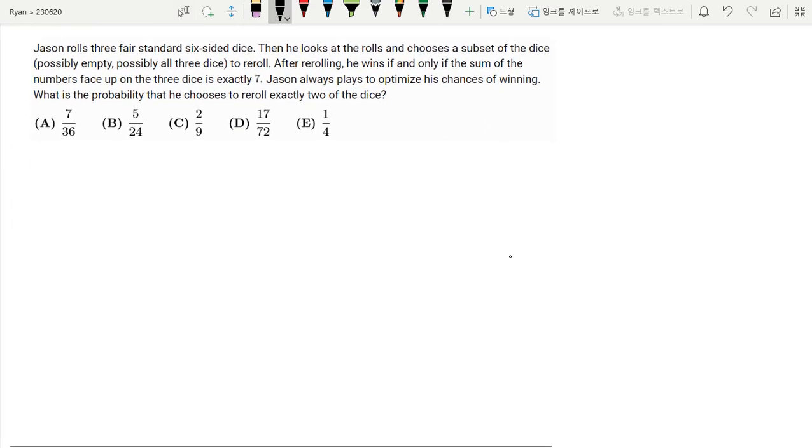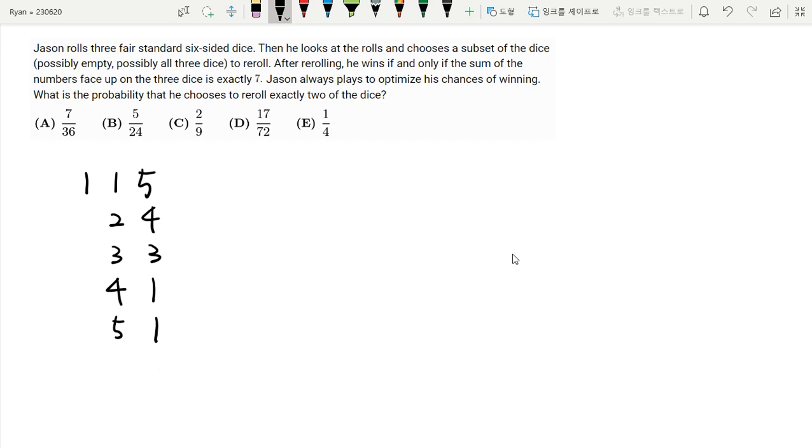At first, let's find out the probability of getting the number 7 from 3 dice. One example is like this, where the sum of these three numbers is 7 from these 3 dice, and if we keep number 1 here, we have 5 cases if we include number 1 in the first die.